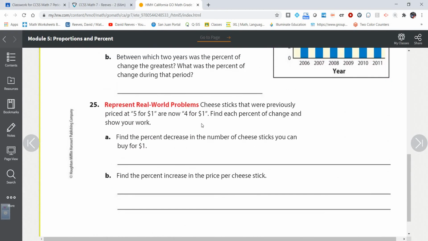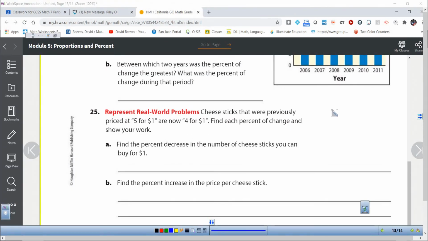All right, so cheese sticks that were previously 5 for $1 are now 4 for $1. What we're going to do first is say they were 5 for $1, not $5 for 1, that would be expensive for a cheese stick. That'd be what it is at Disneyland. 5 for $1. How much does that mean they are each? That means they are 20 cents each. If they are 4 for $1, that means they are 25 cents each.